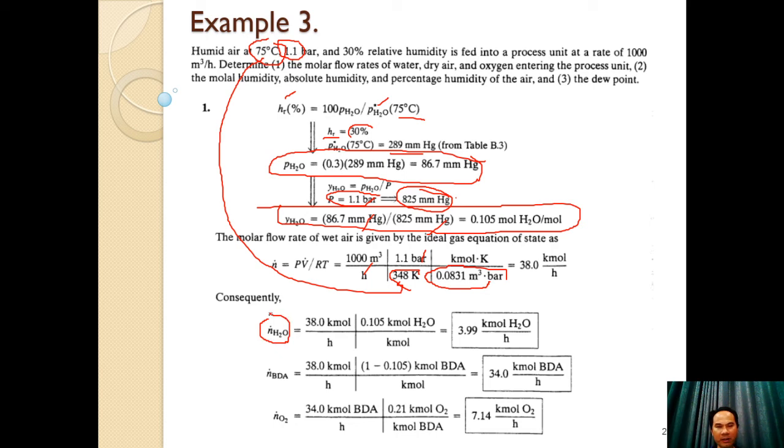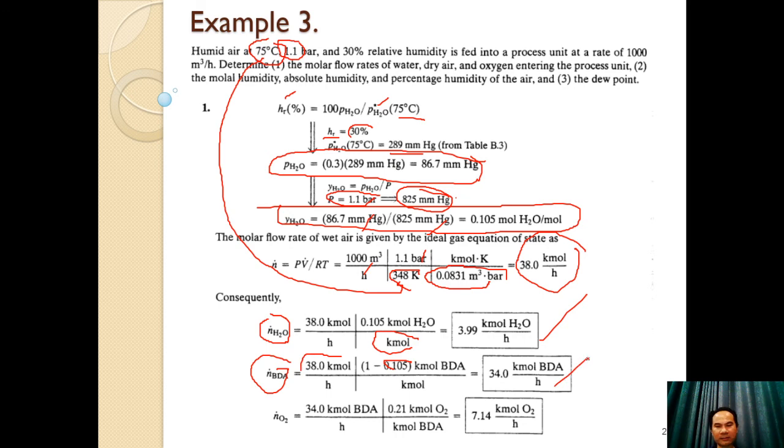You know the amount of water: 0.105 kilomole water per kilomole of total. For this case, the total is 38 kilomole, the moles of air. But this air consists of 0.105 kilomole water per kilomole. You can calculate n water and n dry air. In dry air, the mole fraction of dry air equals 1 minus 0.105, where 0.105 is the mole fraction of water. Multiply this with the total mole, and you get the flow rate of dry air.